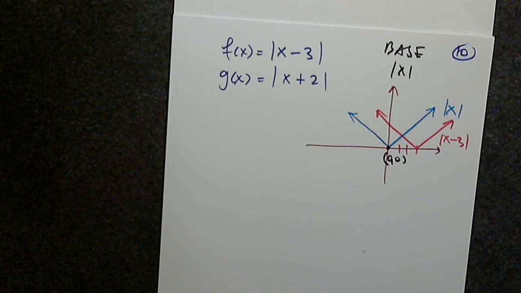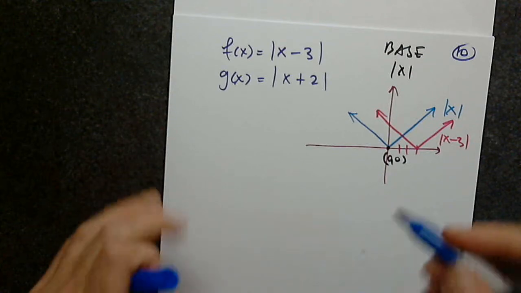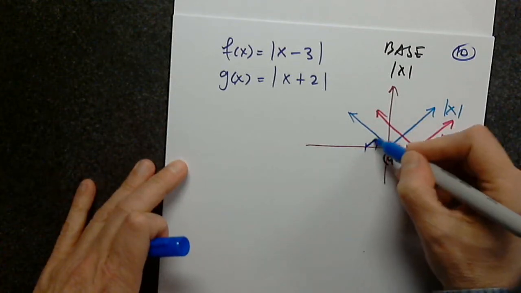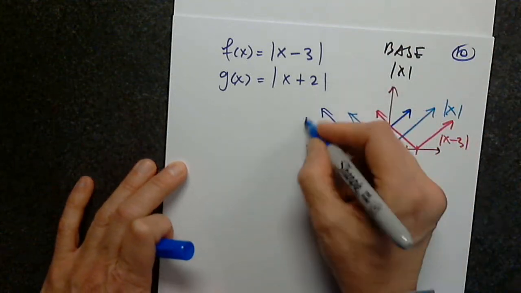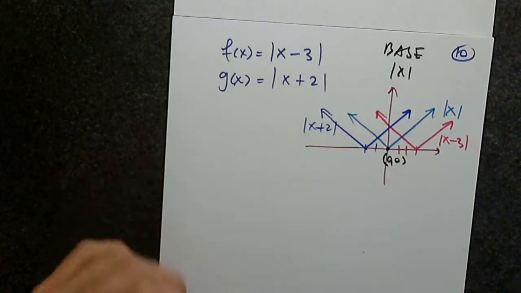Where will the x-intercept be for x plus 2? And then you know exactly where the graph is going. And negative 2, therefore, is going to the left 2. So this graph is the absolute value of x plus 2.